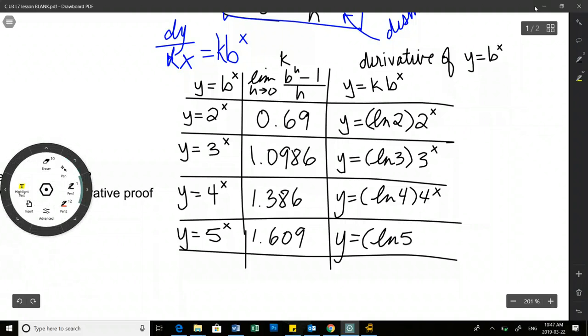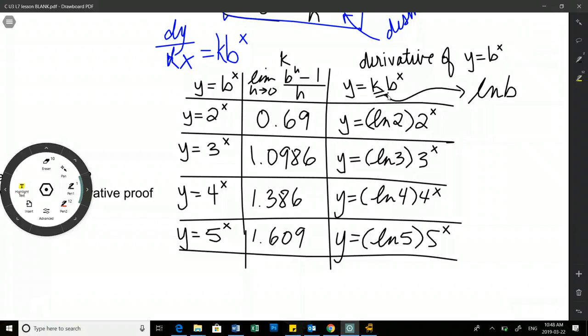Can somebody create a statement for us which tells us the general value of k if I have a base of b to the exponent x? Zainab? Ln of b. Perfect. So here our k value is equal to the ln of b, the base.